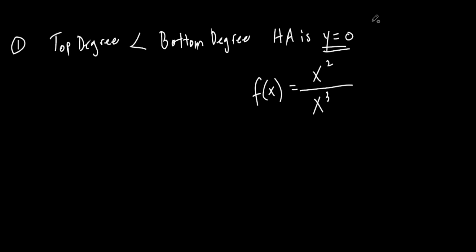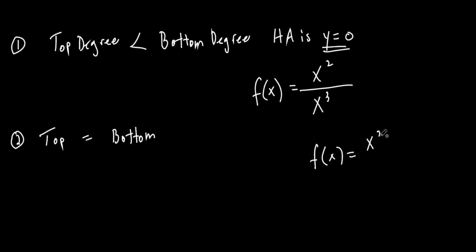Everybody got that? Okay, here's another situation. What if, I'll just put top and bottom on this one instead of degree, what if the top is equal to the bottom? So if you were going to graph something like f of x equals x squared plus x minus 1 over x squared minus 2x plus 3. You look at the degree. What's the degree of this top one? It's the highest exponent, which would be 2. What's the degree of this one? That would be 2. So what is the horizontal asymptote?